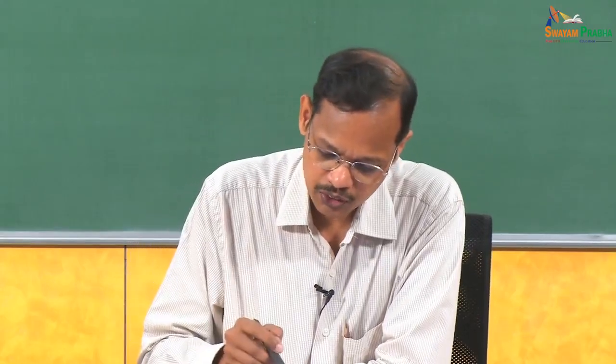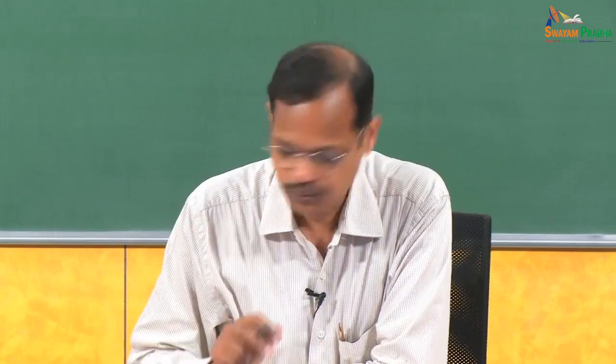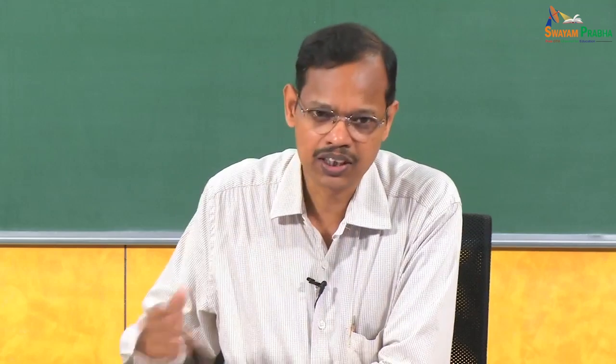If you take the closely related ones, you can see many similarities. When it goes further and further, you can see similarities but fewer compared to the closely related ones. Likewise, you can see the phylogeny, which is among different objects and assumes homology because they are similar to each other. This also depends upon how they are classified. So what is phylogenetic analysis? It is the investigation of the evolutionary relationship among a group of related sequences from different organisms by giving a tree-like representation, as we discussed earlier. So we give a tree-like representation to understand the evolutionary relationship.